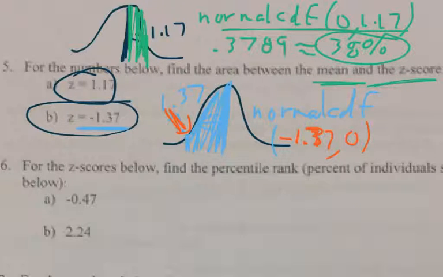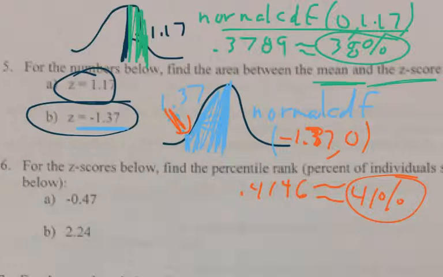Okay, guys, if you did it correctly, you should have gotten 0.4146 something, which is approximately 41%. In other words, what I have shaded in blue from the mean all the way back 1.37 standard deviations from the mean is 41% of the data. So guys, pause the video one last time.